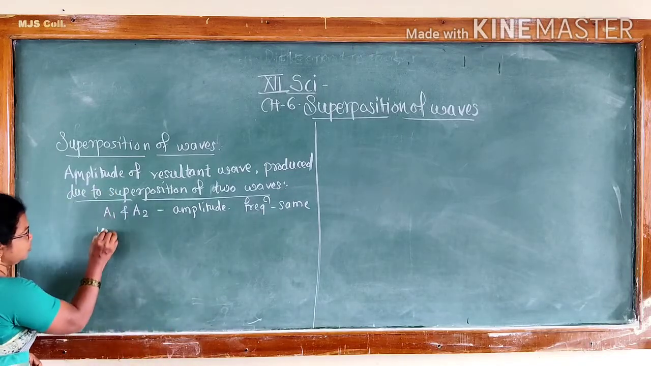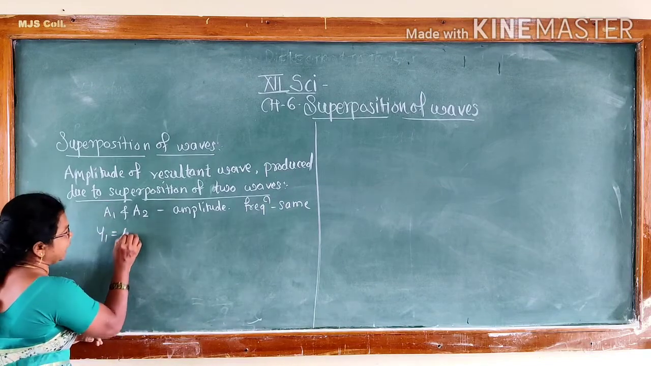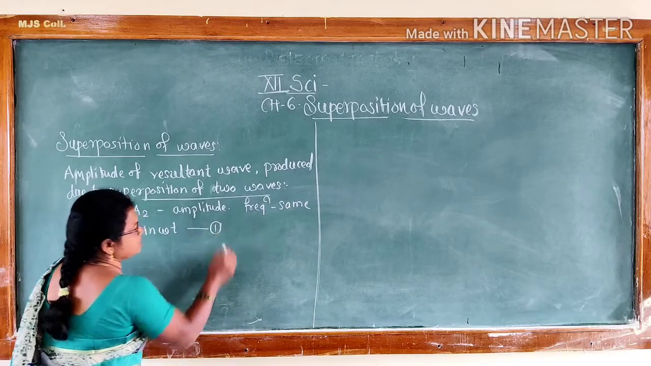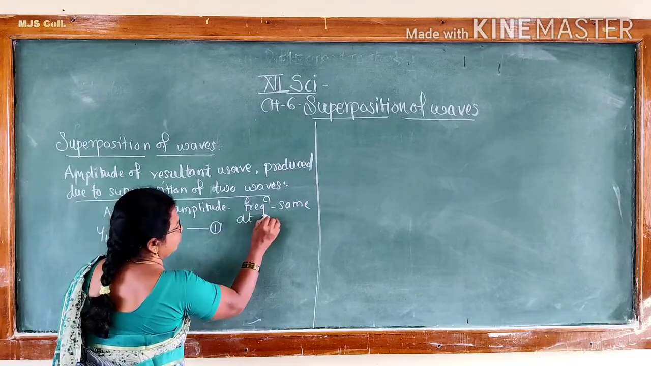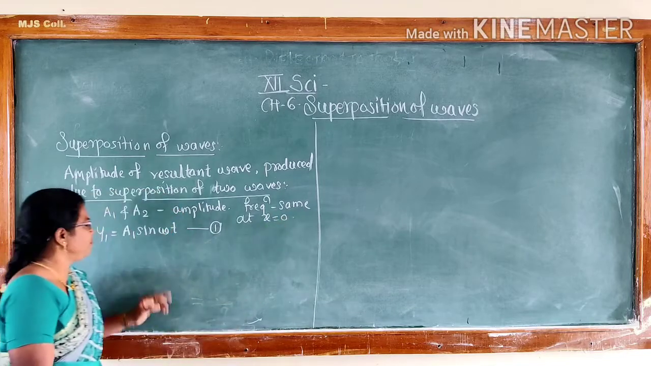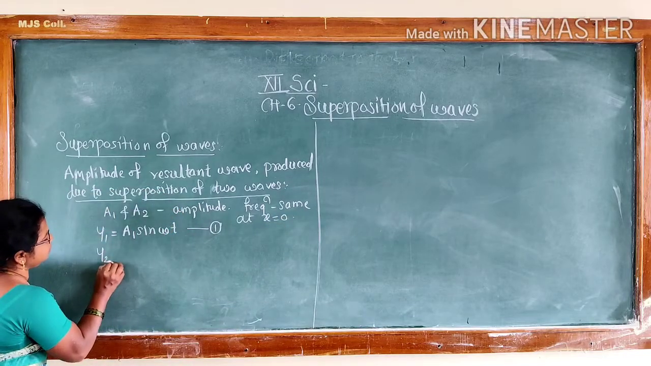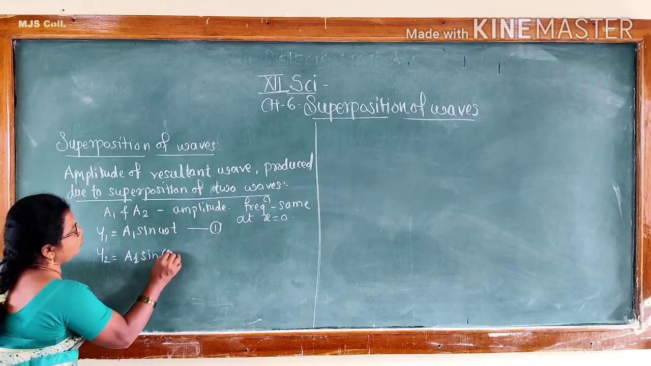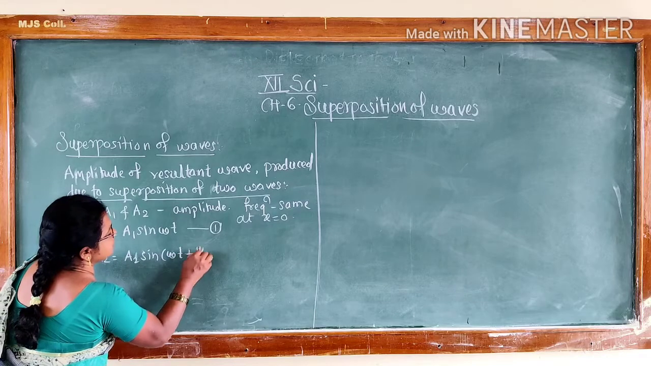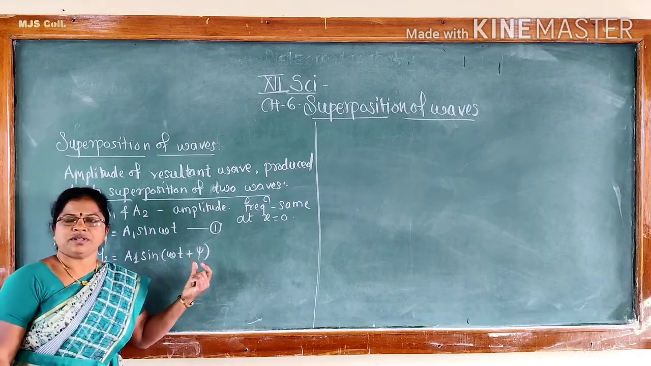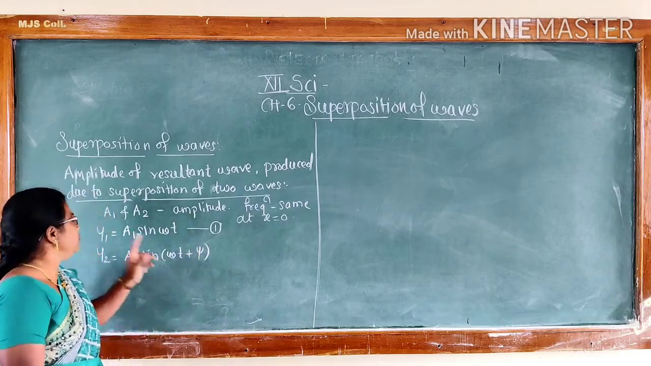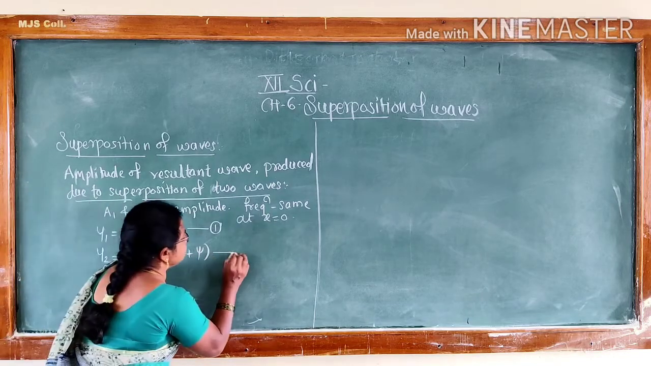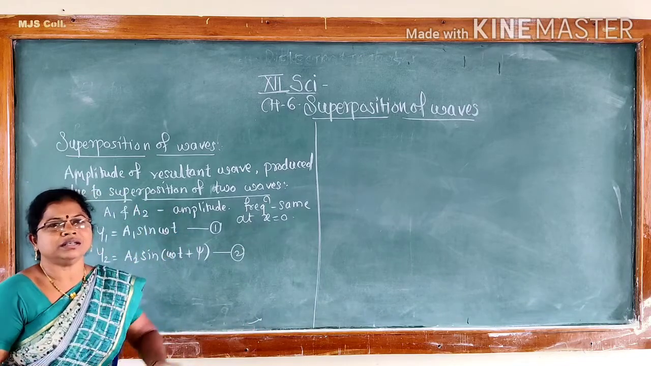So at first, y1 is equal to A1 sin omega t. This is equation number one, at x equal to 0. Now another one, that is the second one, y2 is equal to A2 sin of (omega t plus psi). There is a phase difference of psi between these two displacements of waves. Equation number two.